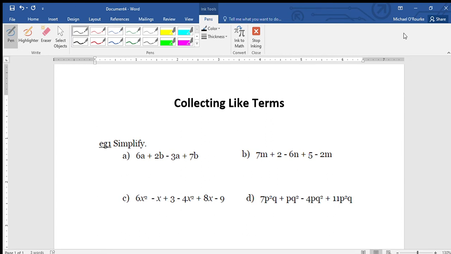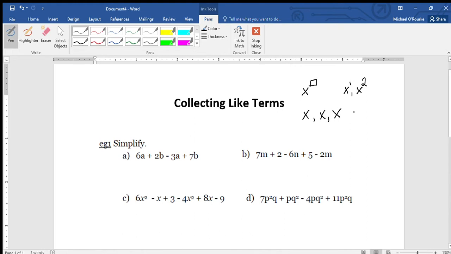Collecting like terms. As you saw previously in the video, like terms are terms that have the same variable and the same exponent. So for example, these terms are like. These terms are not like. They have the same variable, but they don't have the same exponent. That's x to the 1, this is x squared.